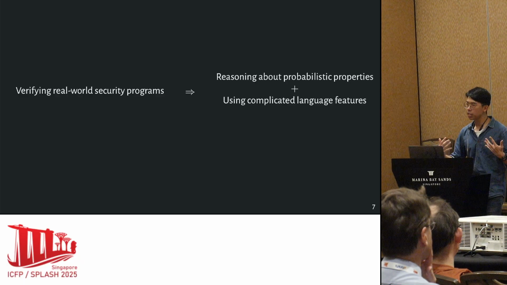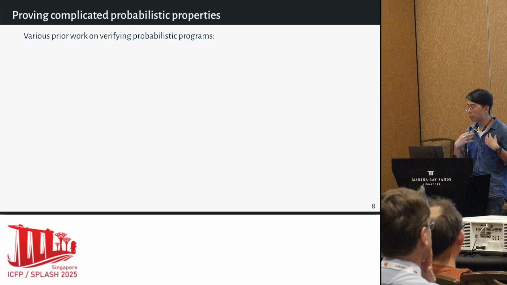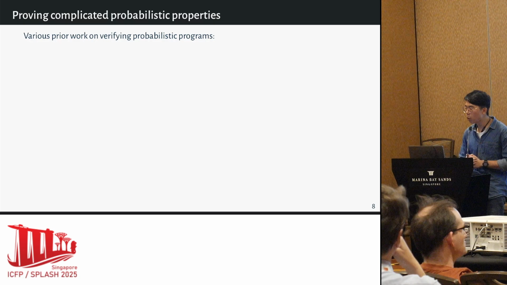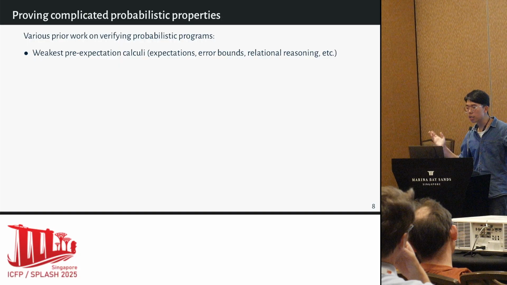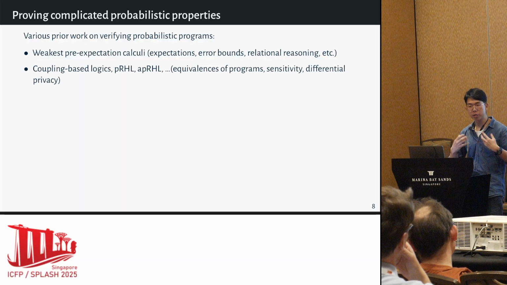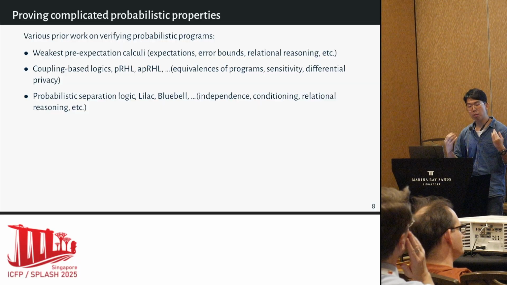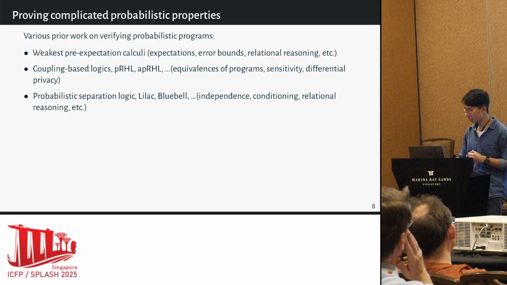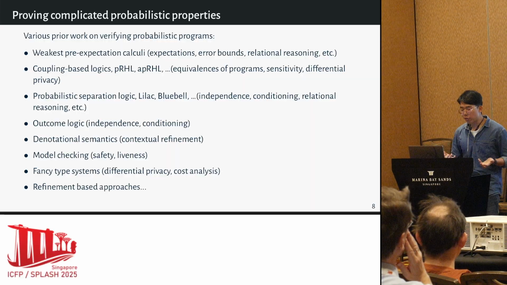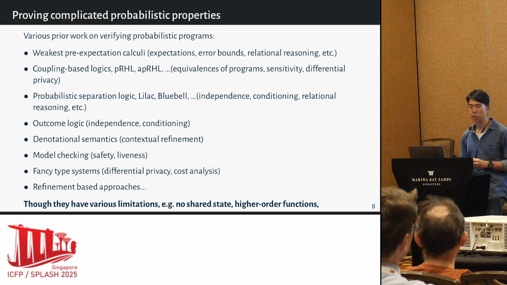Let us see how we can attack these two issues independently first. When I think about the first issue, reasoning about probabilistic properties, there's quite a lot of different prior work on verifying probabilistic programs. There's the weakest pre-expectation calculi for reasoning about error bounds and expectations, a lot of different coupling-based logics for reasoning about relational properties, and certain logics like Lilac and Bluebell which realize separation conjunction as probabilistic independence, and many, many more. However, these techniques often suffer the second problem, where the languages they consider have certain trade-offs. For example, we might not be able to reason about shared state or concurrency with these techniques.